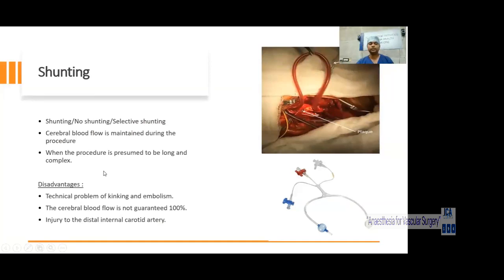The disadvantages of this procedure are that it can cause kinking and embolism, can injure the distal internal carotid artery, and cerebral blood flow is not 100% guaranteed. The shunts used are the Pruitt-Inahara shunt, or sometimes Javid shunts.